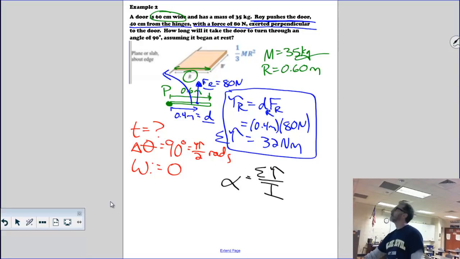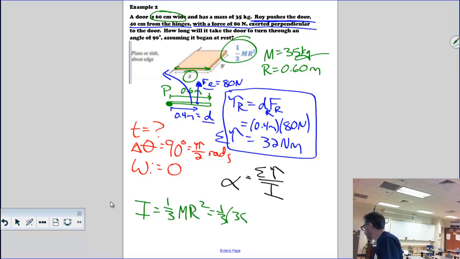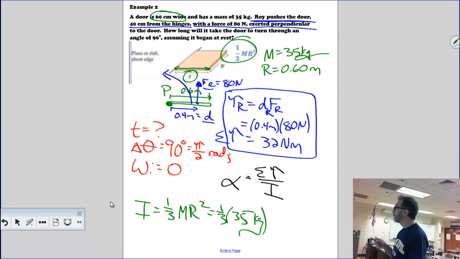Okay? So I'm totally out of room. I guess I can do it right here. So let's do this. We know I is 1/3 mr squared for a door. So it's 1/3. The mass is 35 kilograms. Now R, be careful here, because R isn't the 0.4. R is the 0.6. Okay?